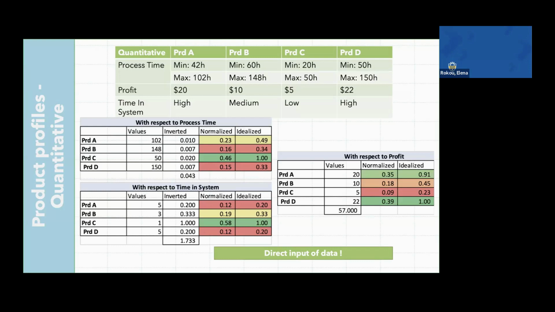For processing time, it was product C that was the best one because it had the lowest required amount of time. With respect to profit, let's go the other way around. Products A and D are more profitable than the rest, and you see, $20 and $22. No judgments here. These are all results of the simulations that I did and the data that I was able to collect, right?